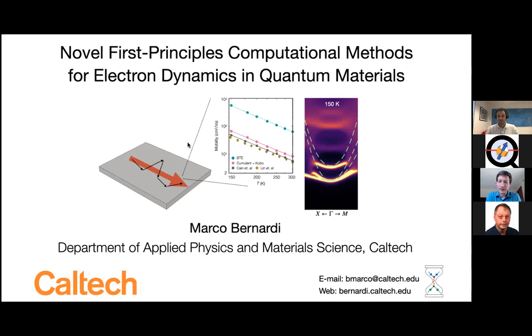And applications include electronics, optoelectronics, ultrafast spectroscopy, energy materials, and quantum technologies. So Marco has received a number of awards, an NSF Career Award, the Air Force Young Investigator Award, and also notably the Psi-k Volker Heine Young Investigator Award for electronic structure calculations. So with this, let us welcome Marco, and he will be presenting his work on novel first principles tools for electron dynamics in quantum materials.